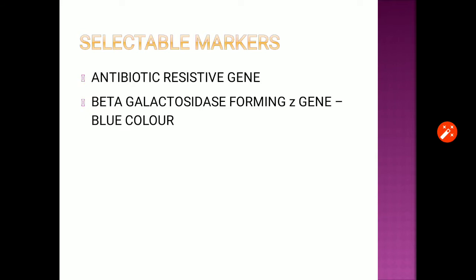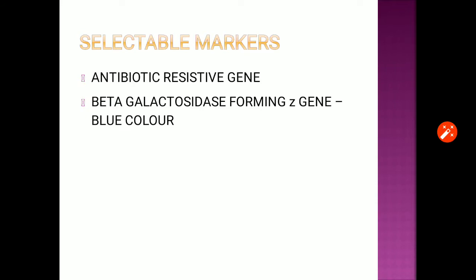But if we insert the desired gene and the plasmid or the set of gene has received the desired gene, and we have cleaved the gene at the Z site. So here, next to Z, if I insert the desired gene, due to insertional inactivation, now the Z gene will not be able to express itself, and so it will not be able to form beta galactosidase enzyme, and so there will be no reaction which will form the blue color in the bacterial colony.